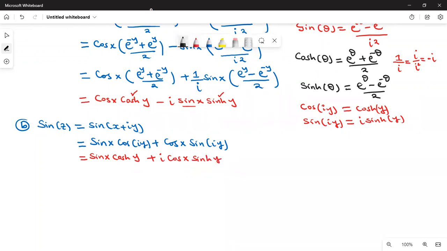Now what is important is knowing these identities. You see this, how to express trigonometric functions in terms of hyperbolic functions. Sine iota y is the same as i times hyperbolic sine of y, and also cos iota y is the same as hyperbolic cosine of y. These relations are very important.